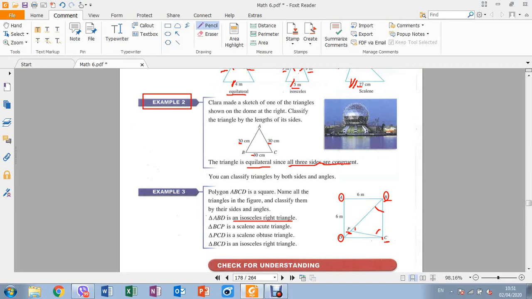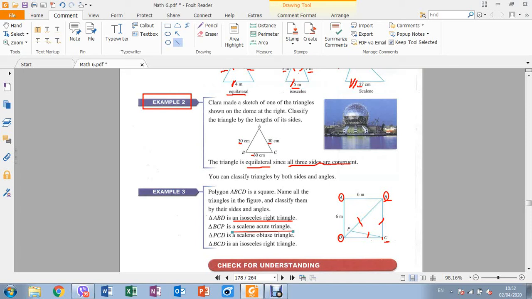Now classify by length. Look, this side is not equal to this side, and this one is not equal to this one. So this is the third type of triangle when we classify, a scalene. This is called a scalene acute triangle. So triangle BCP is a scalene acute triangle.